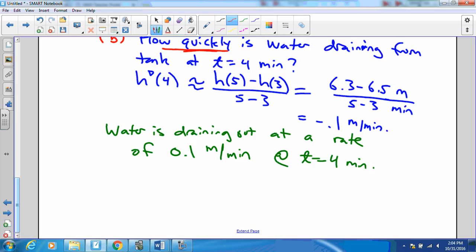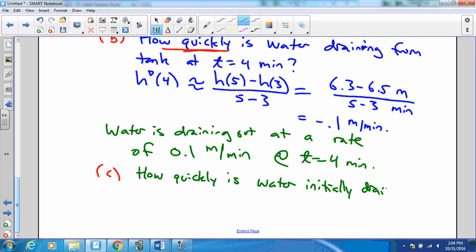And it's useful, and it's also really dangerous because you can fool yourself. You can see why. All right, so our last question on this problem is going to be, how quickly is water initially draining from the tank?